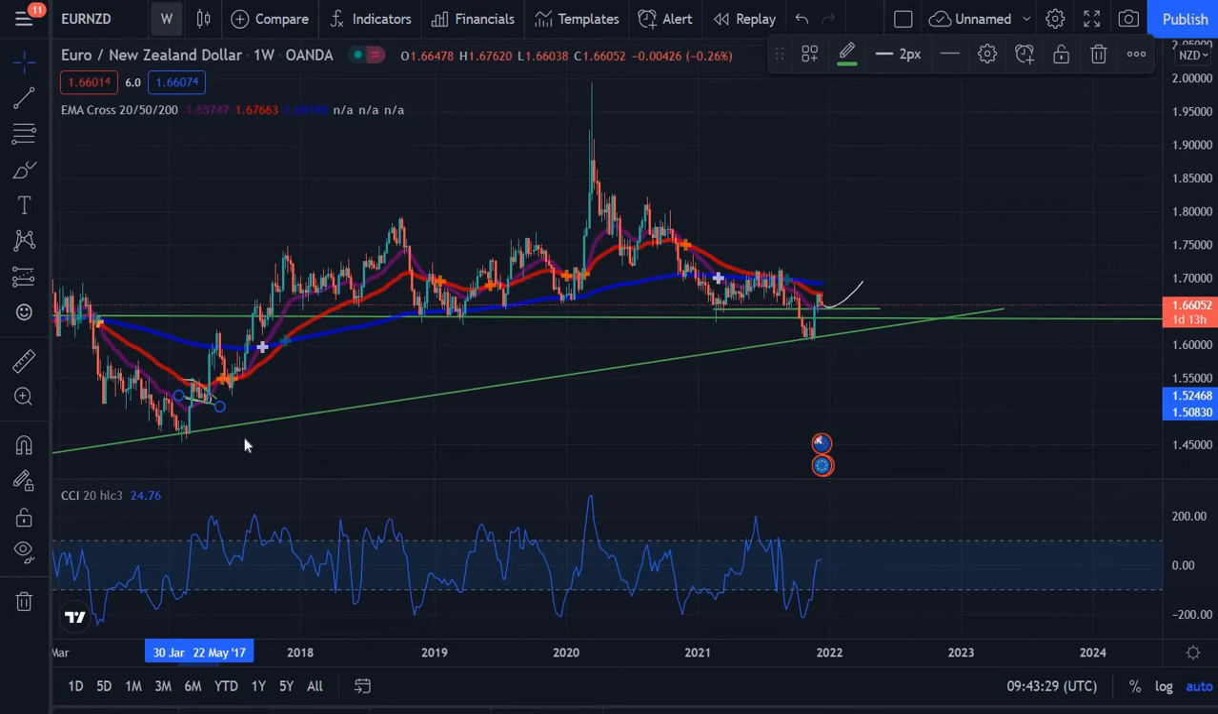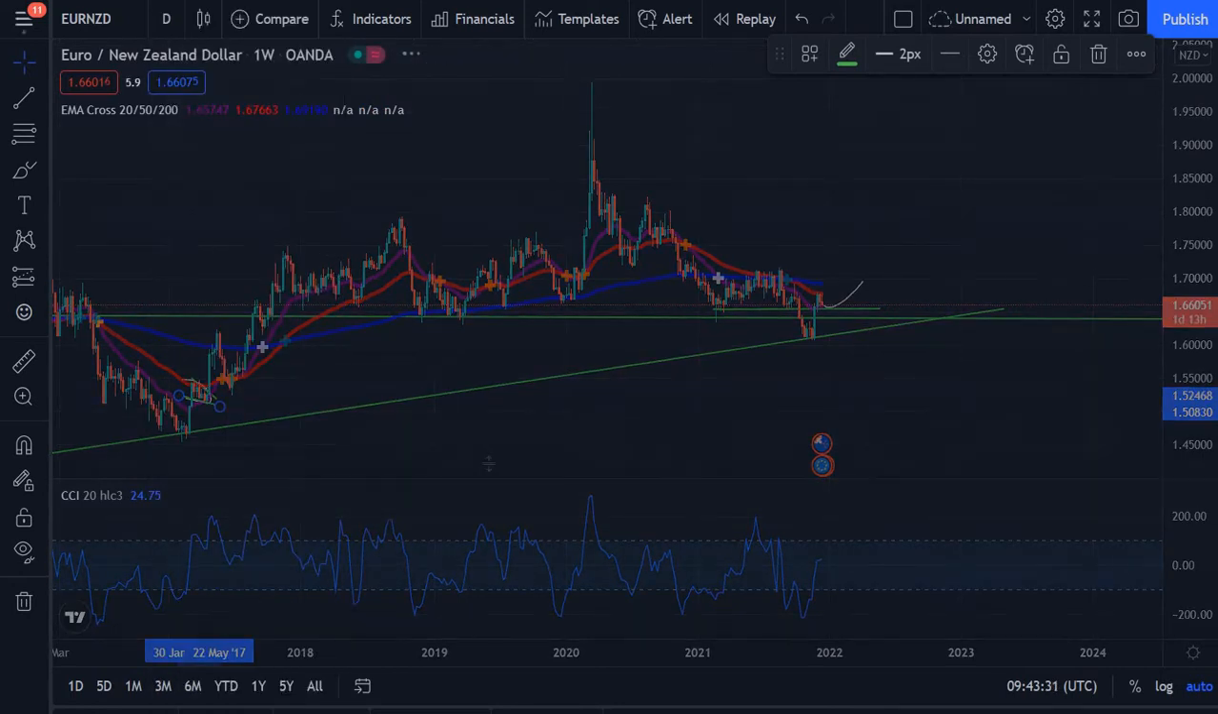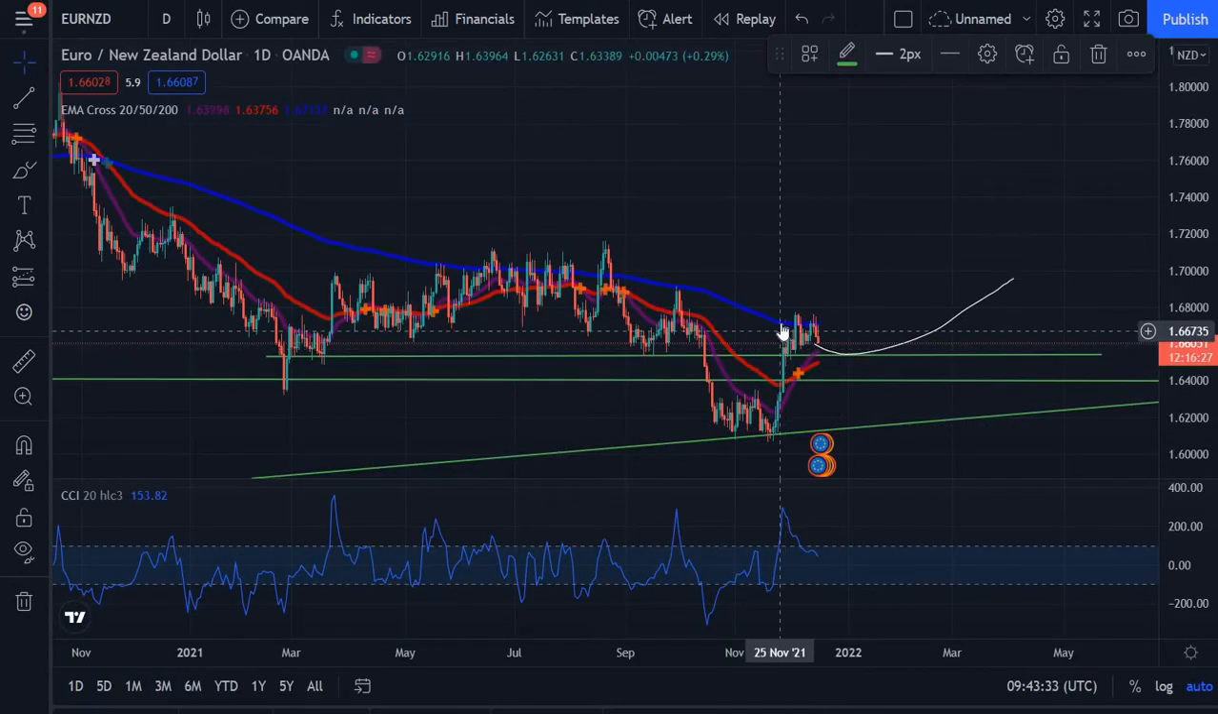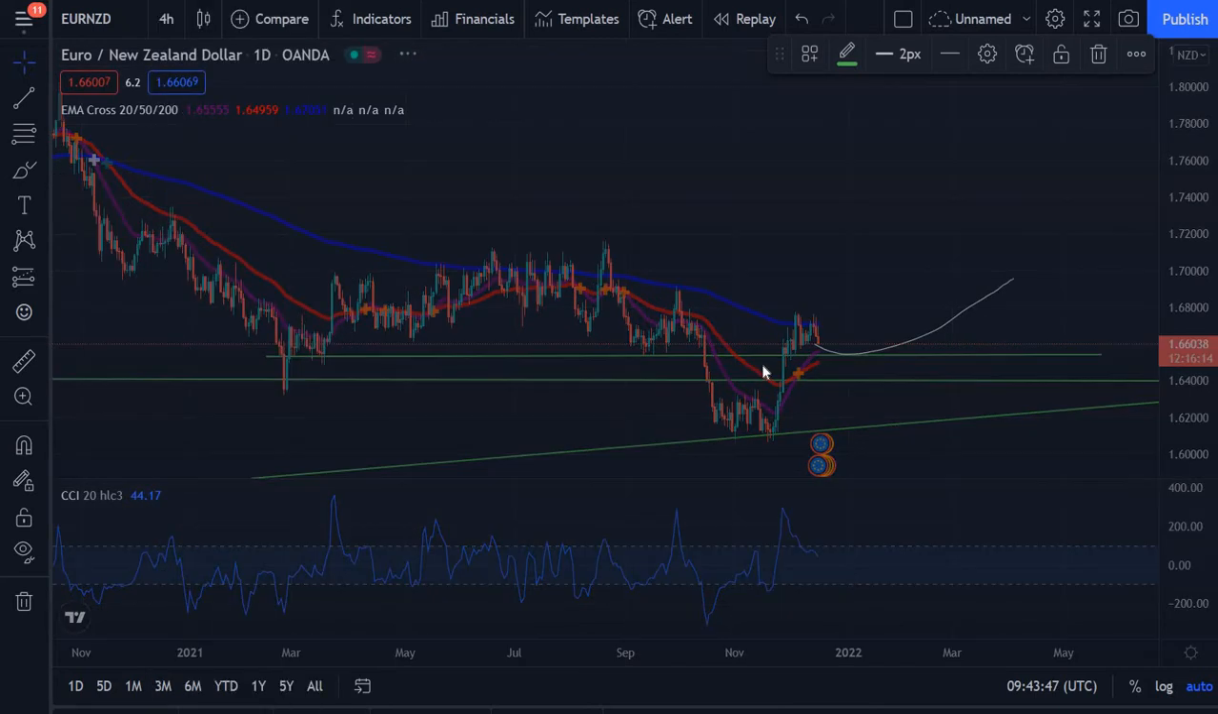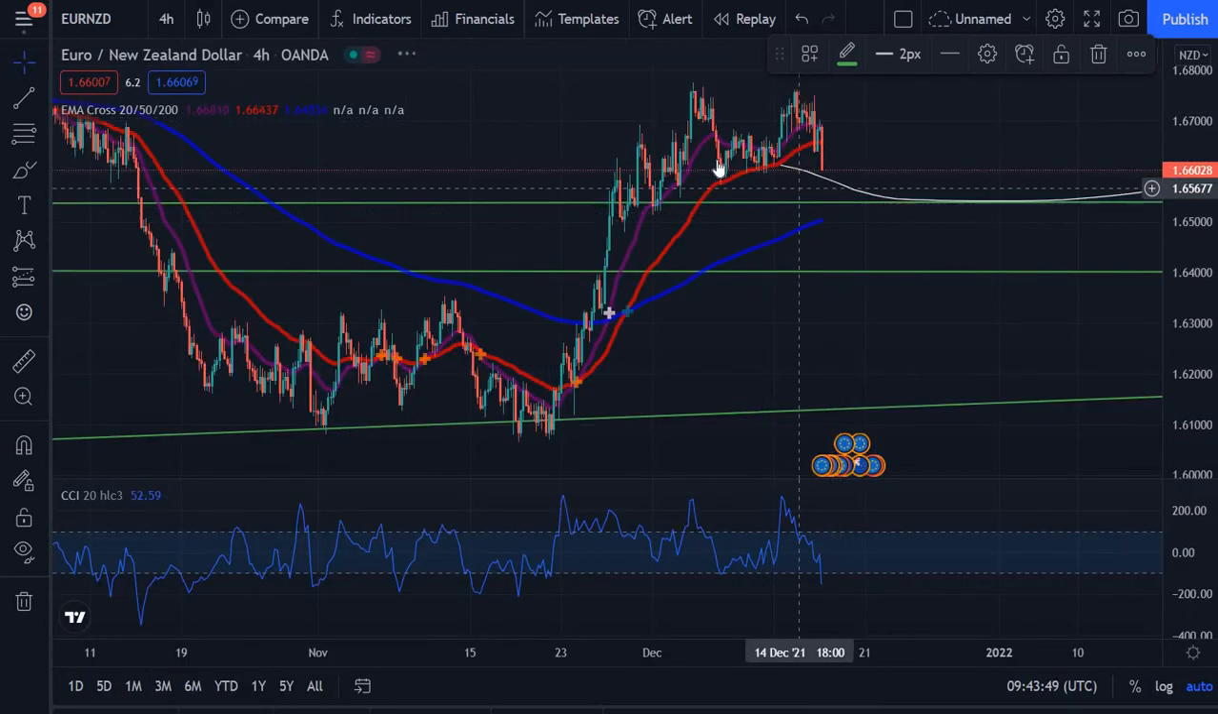happen here as well. Taking a look at the daily again, so he is still trading above this support line. Now we will probably reach this support area here at the 20 EMA and see whether we can stay there to go higher from here.